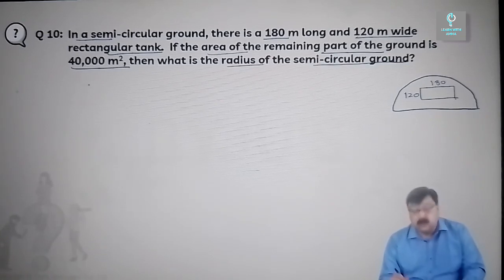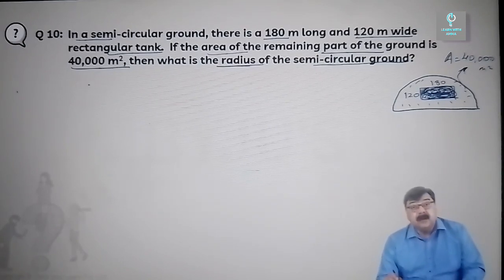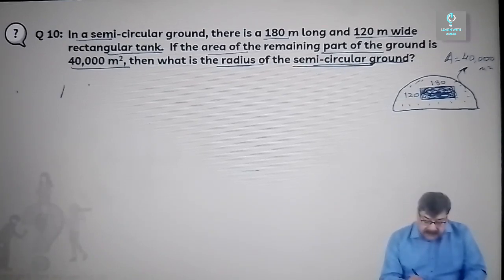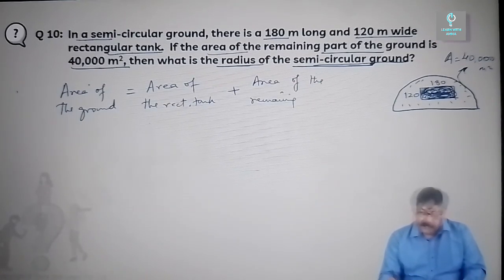Now the area of the remaining part, this is the remaining part, apart from this tank, whatever remains, its area is 40,000 meters square. So you will have to find out the radius of the semicircular ground. Now first find out the area of the semicircular ground. The area of the ground can be found out by adding up the area of the rectangular tank and the area of the remaining region.